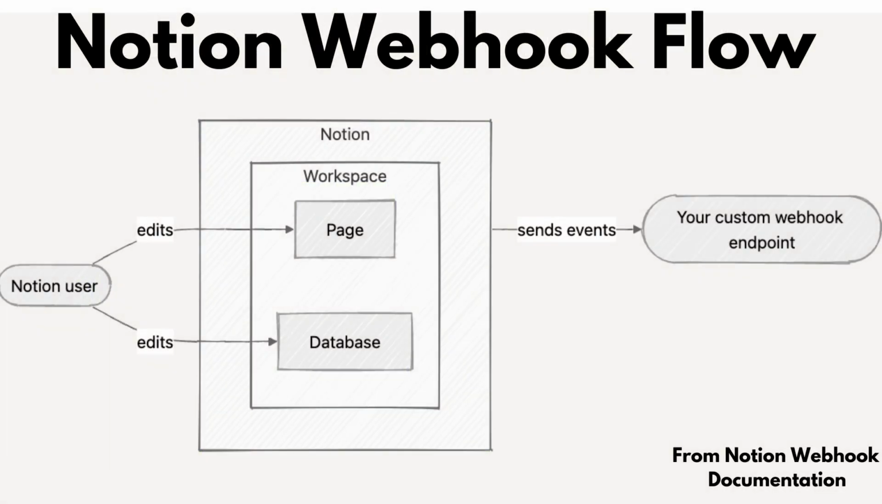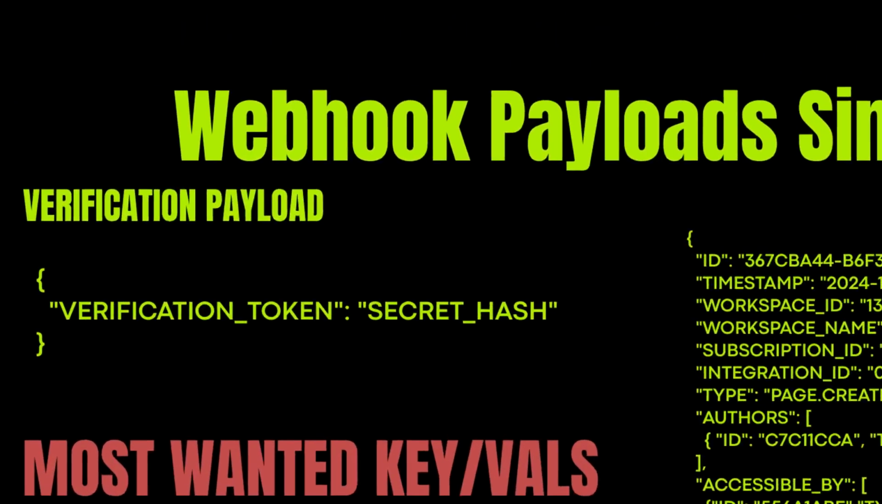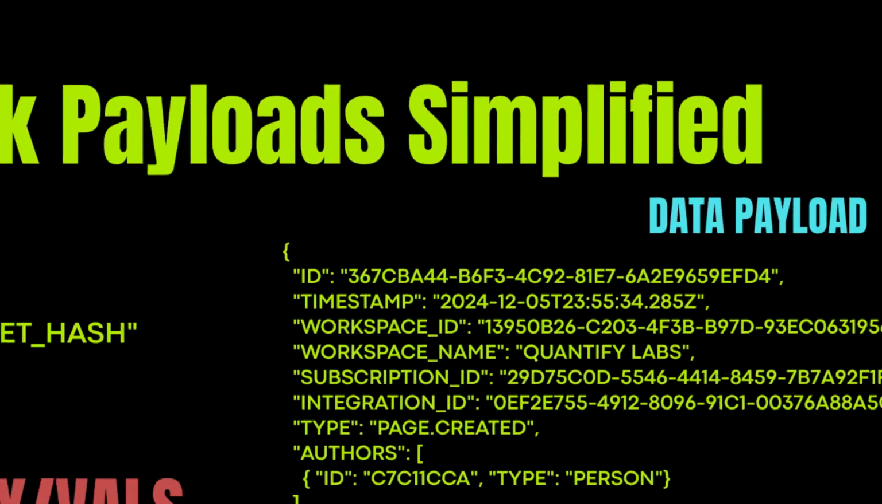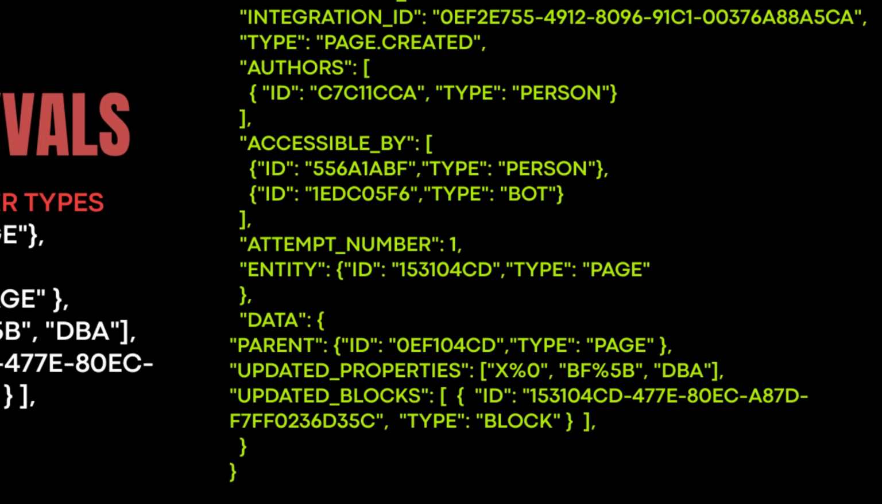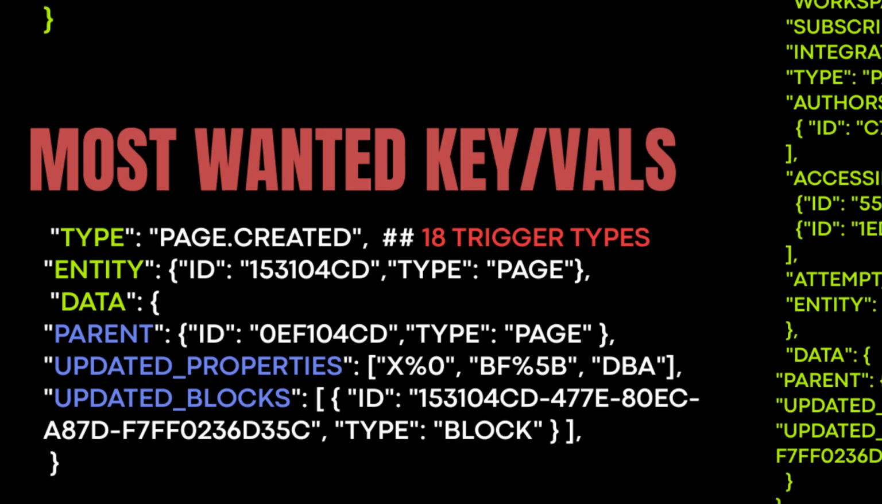Stay with me for a couple of minutes and learn about the payloads and the triggers that Notion has designed. Then we will walk through the steps of deploying the FastAPI server and integrate it with Notion. There is the verification payload that contains the verification token, which we need to use for one-time verification of the webhook integration. Then there is the data payload, which contains the details of the webhook trigger, and importantly, the part of the Notion page or database that has been modified.